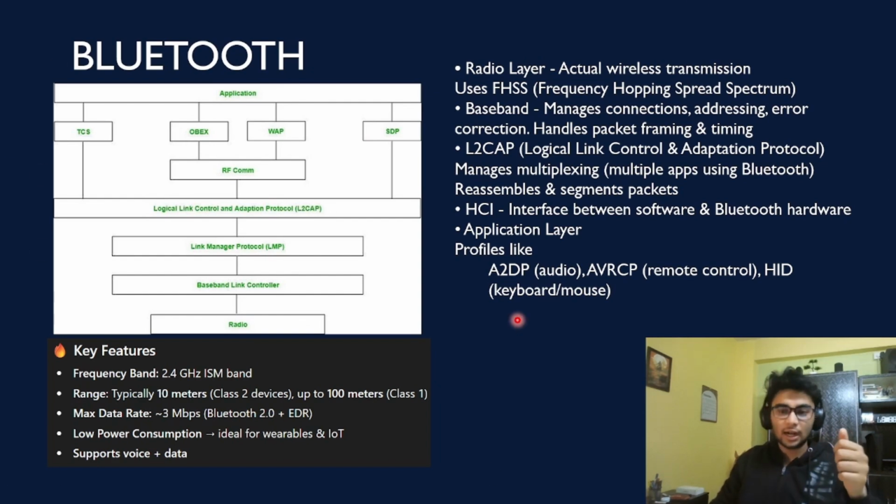In short, what is the architecture? First, there is a radio wave. Then we have the baseband that manages the connection. Then we have the L2CAP layer, which is used for multiplexing and managing multiple apps used by the Bluetooth device. And then we have the HCI, which is the interface between the software and the hardware. And finally, we have the application layer, which handles the application, like audio or anything like that.